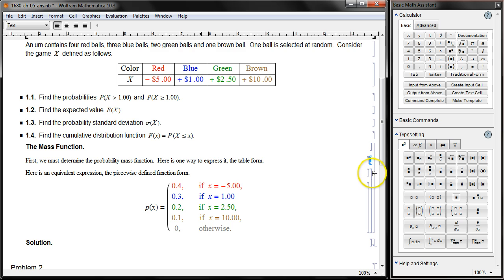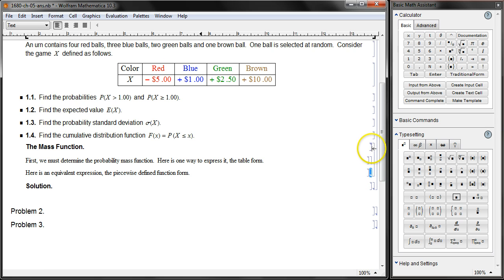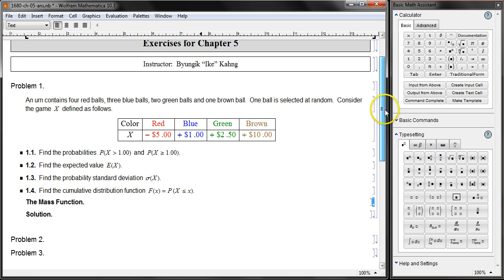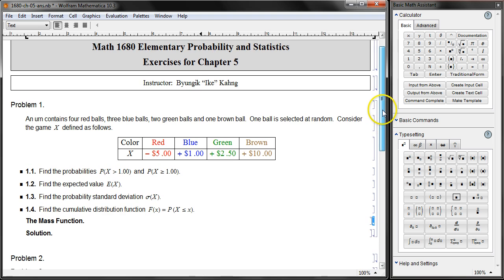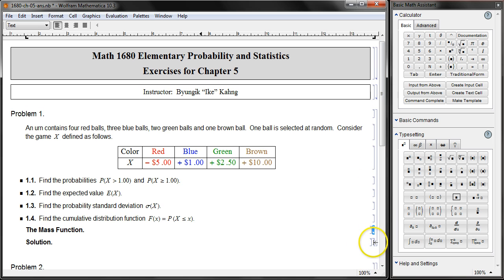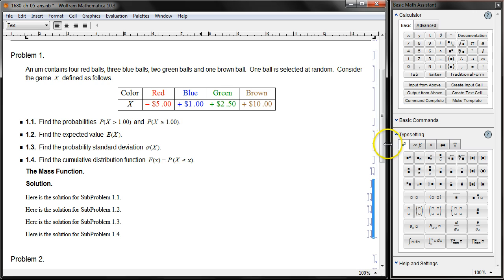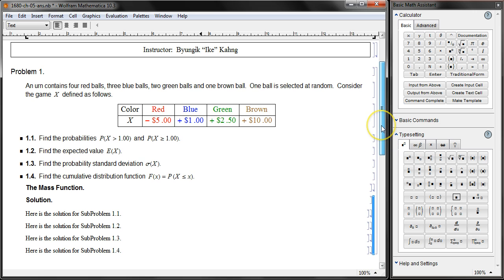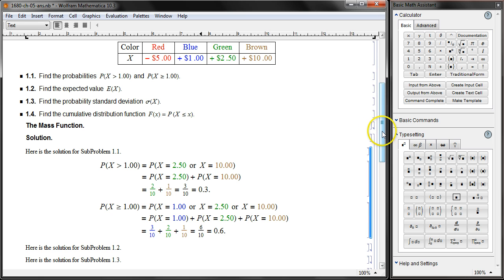Personally though, I prefer the next one. Maybe that's because I'm not a statistician, I'm a mathematician. And the student who has some background in higher math like calculus must be really familiar with this piecewise defined function format. Anyway, we talked about mass functions, so let's come back and answer these questions.